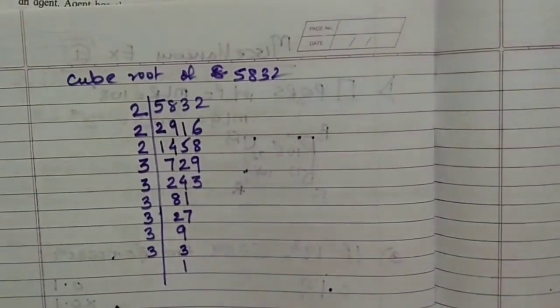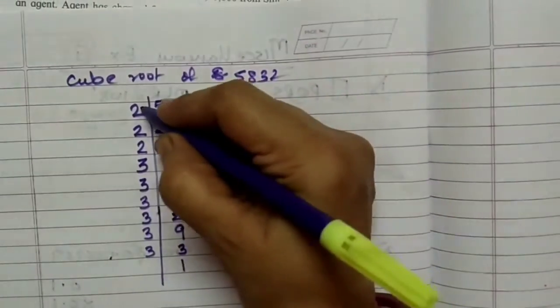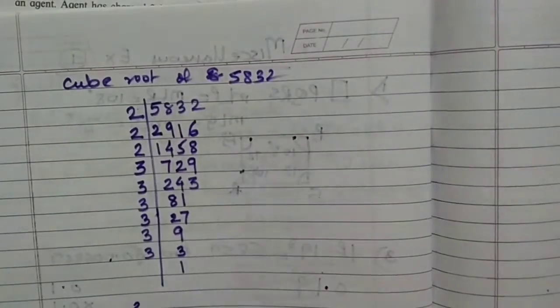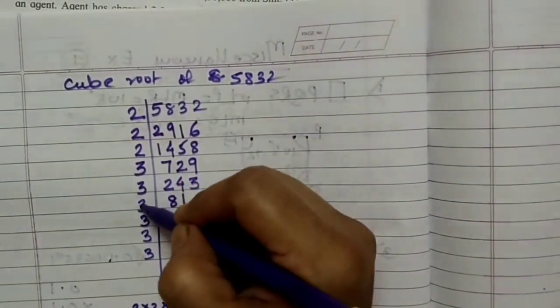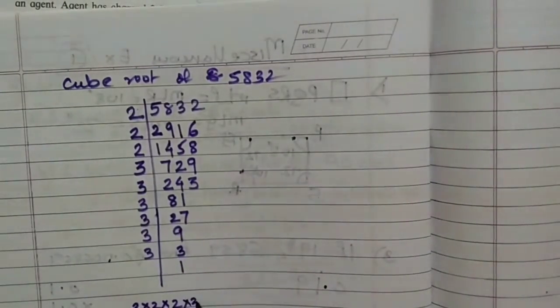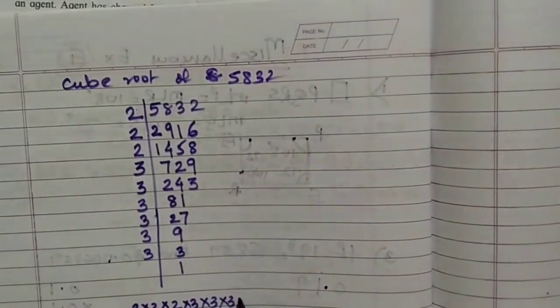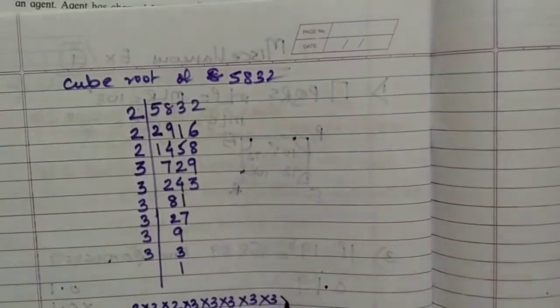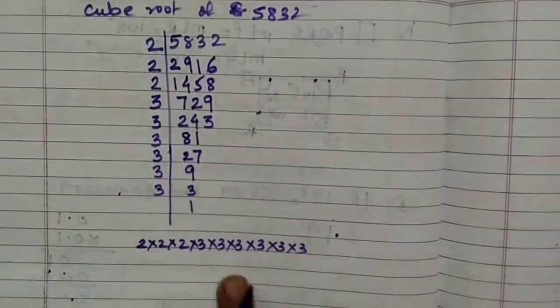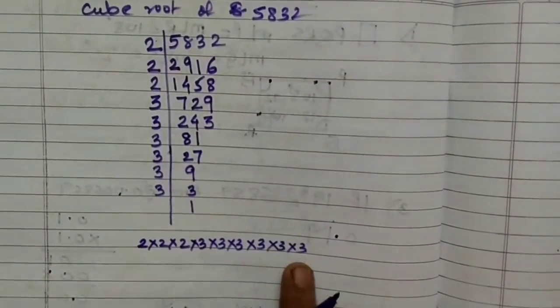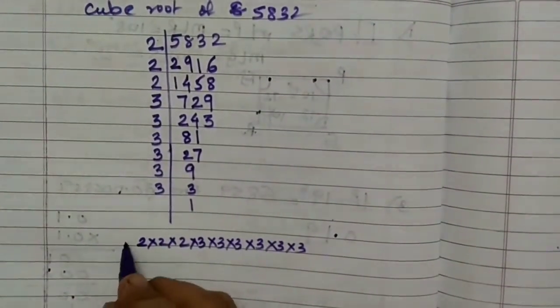Now let us write down all the prime factors of this. Count: 1, 2, 3 times 2. And how many times 3? 1, 2, 3, 4, 5, 6. Again you count whether you have written all the numbers correctly. 2 is 3 times and 3 is 6 times.